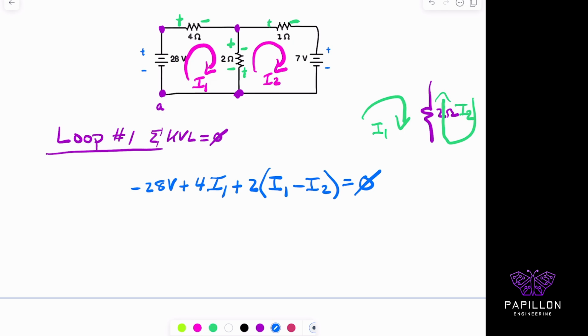So now I can simplify my equation here. When I simplify it, which means I'm just trying to put all my like terms together, 4 and 2 gives me back the 6I1.